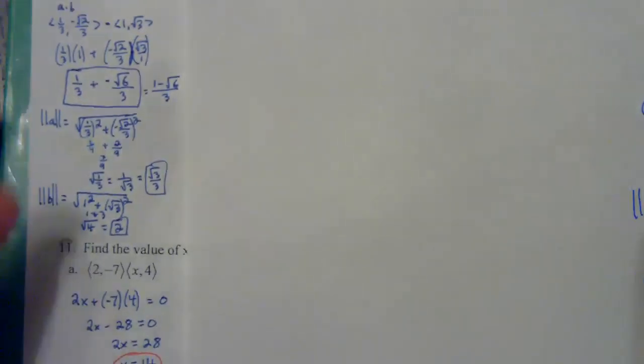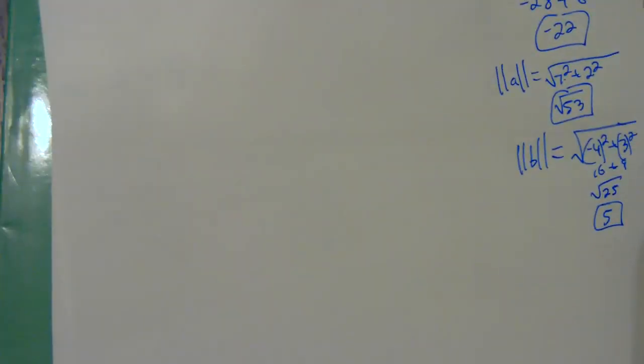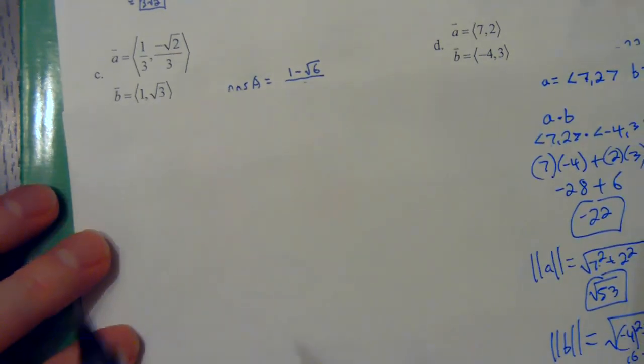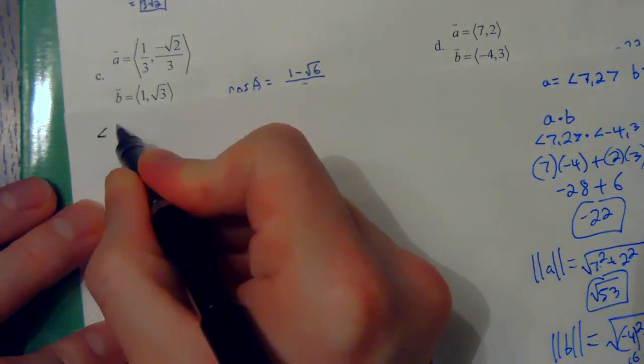All right, and then let's do letter C. Letter C looks like a hard problem. So let's do this one together as well. All right, we have our two vectors. So the first thing I'm going to do is do the dot product.